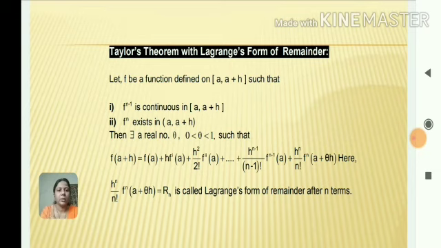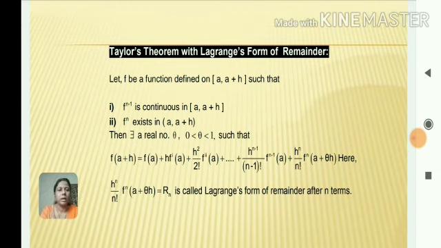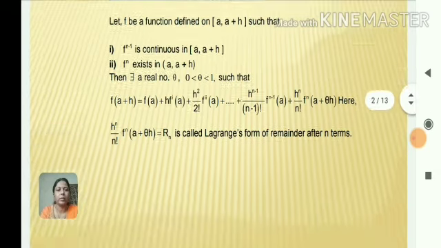plus h squared upon 2 factorial f''(a), and so on, h raised to n-1 upon (n-1) factorial f^(n-1)(a), plus h raised to n upon n factorial f^(n)(a + theta h). Here, h raised to n upon n factorial f^(n)(a + theta h) is equal to Rn, called Lagrange's form of remainder after n terms.